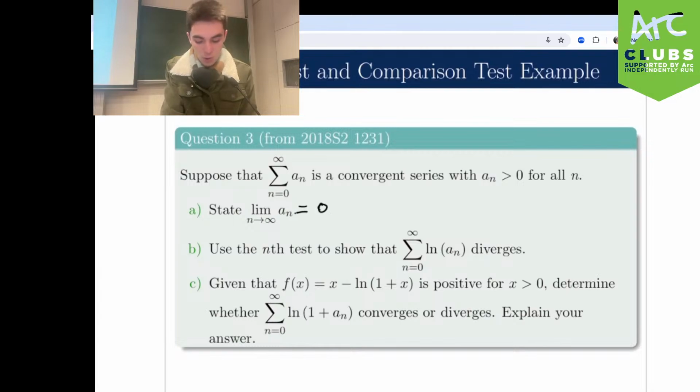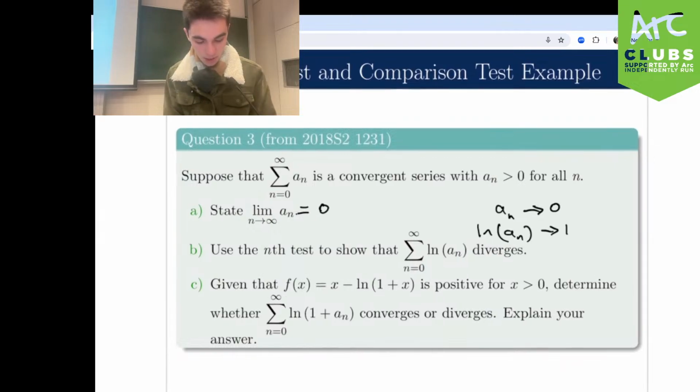Now, for the second part, use the nth term test to show that this new series, natural log of a_n, diverges. So we need to check whether or not the terms in this sequence go to 0, because if they don't, that means that the series will not converge. And in fact, if a_n goes to 0, then the natural log of a_n is going to tend towards whatever natural log of 0 is, which basically tends towards negative infinity, which means that the sequence does not go to 0, and that means that the series has to diverge too.